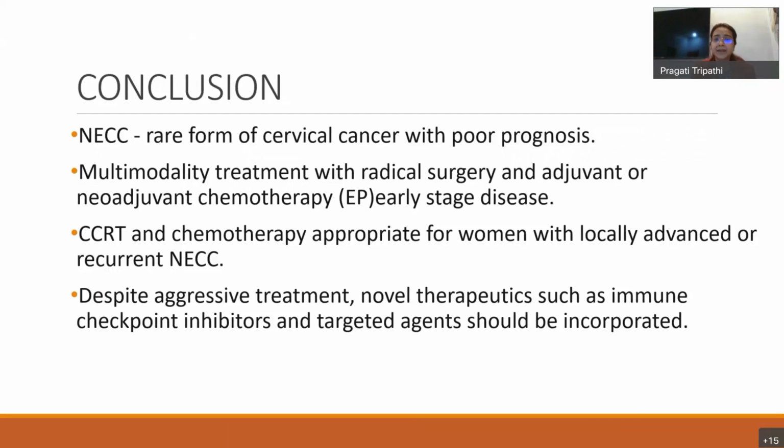To conclude my slide, neuroendocrine cervical cancers are a rare form of cervical cancer with poor prognosis, even with multimodal treatment. In early stages, radical surgery with adjuvant or neoadjuvant chemotherapy is used. In locally advanced, concurrent chemoradiation and chemotherapy is appropriate. Despite aggressive treatment, because of the high chances of METs, novel therapeutics such as immune checkpoint inhibitors and targeted agents should be incorporated in the treatment.